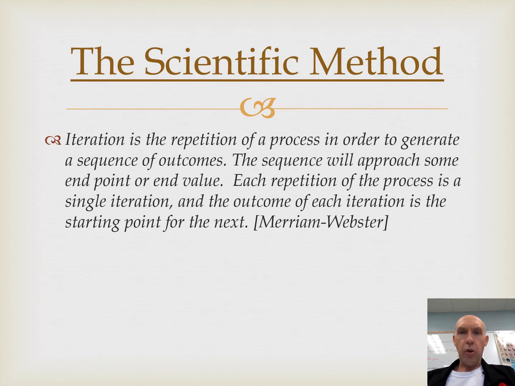Iteration, according to the Merriam-Webster dictionary, is the repetition of a process, so the repeating of an activity, in order to generate a sequence of outcomes. We're not looking for one end result, we're looking for several. The sequence will approach some endpoint or an end value, which means we're doing this for a purpose. We have a goal in mind.